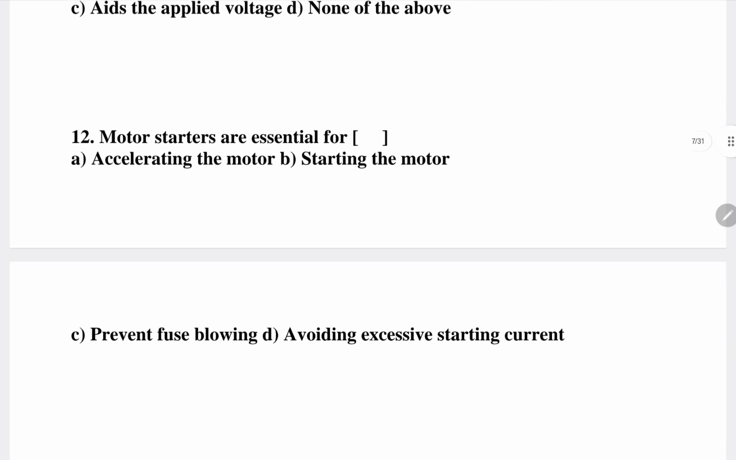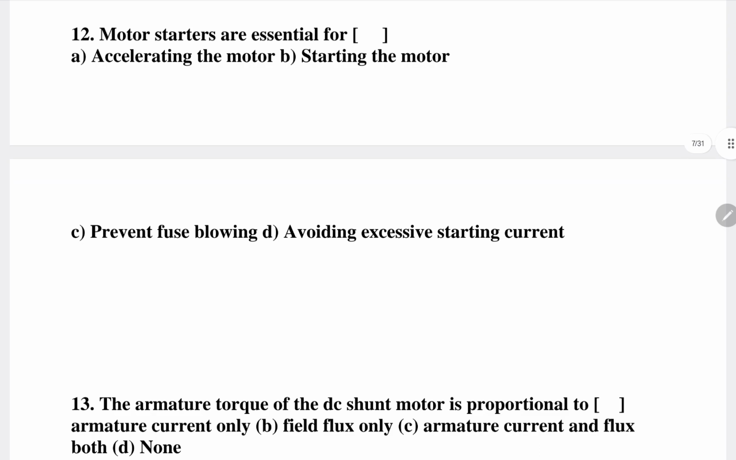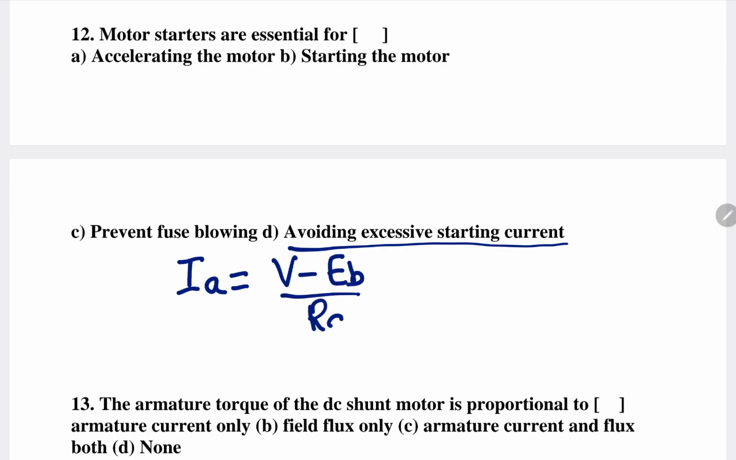Next, motor starters. Motor starters are essential for avoiding the excessive starting current. So in the DC motor we use starters. What is the purpose of the starter? Let us understand. The armature current drawn by the motor, what is the formula? V minus Eb by Ra.